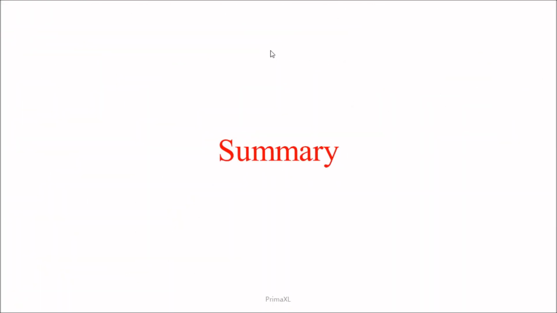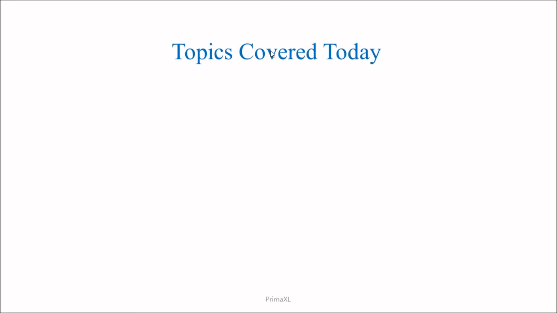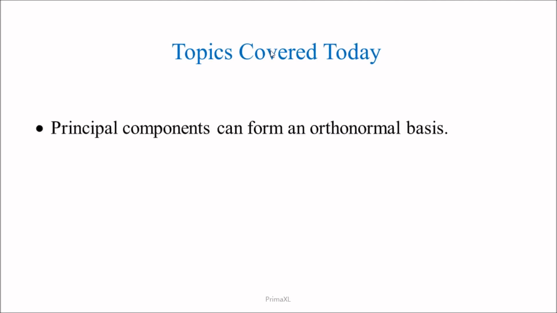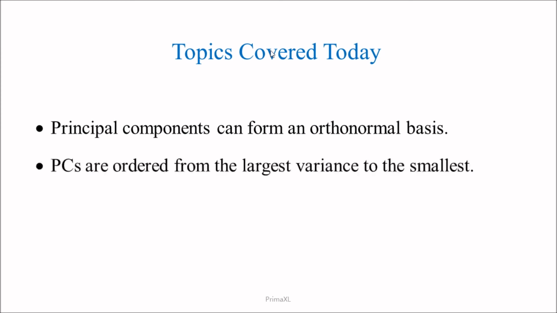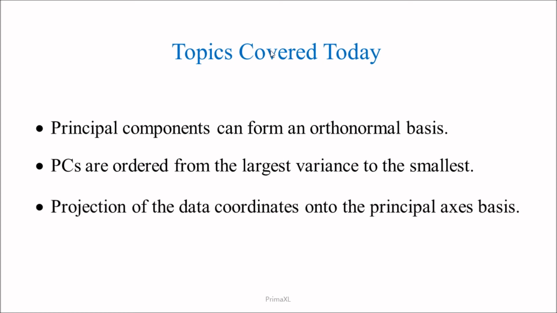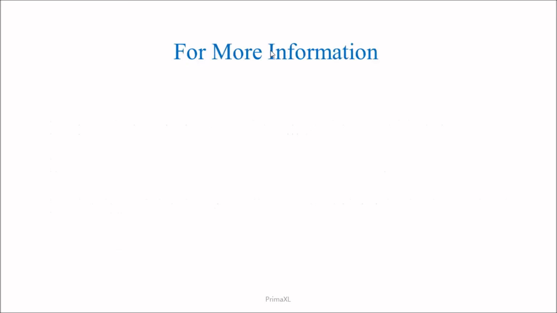Summary. Today we discussed the principal components which can form an orthogonal basis. We could see that the principal components are ordered from the largest variance to the smallest variance. We could get the transformed scores by the projection of the data coordinates onto the principal axis basis. This was in fact similar to a rotation.